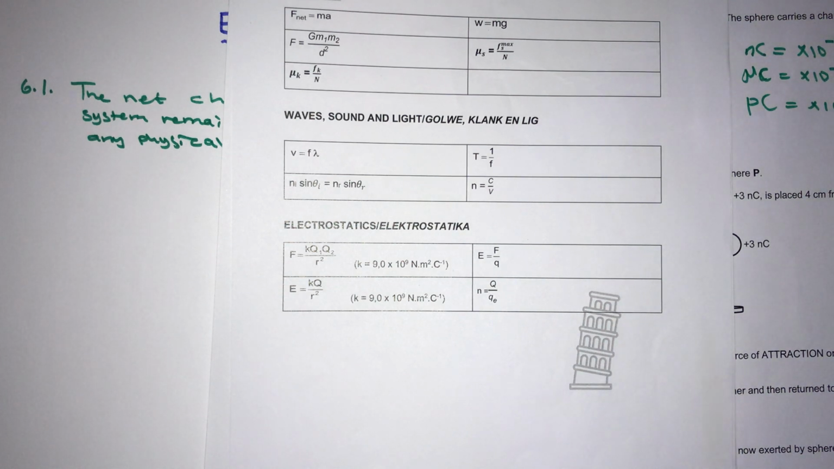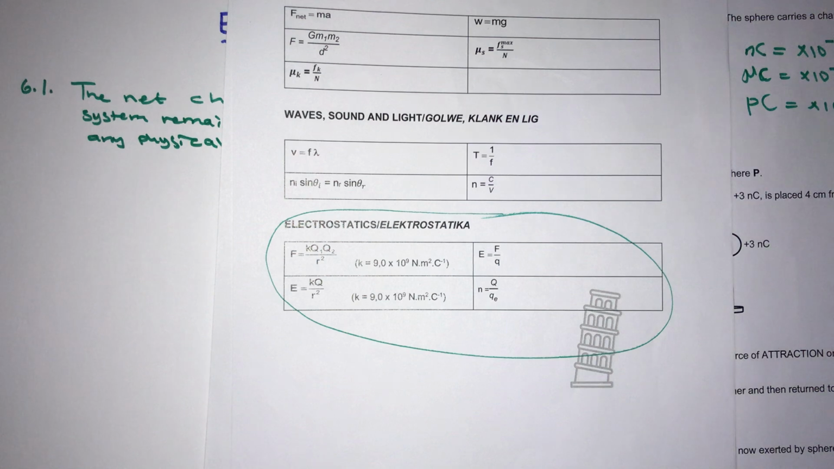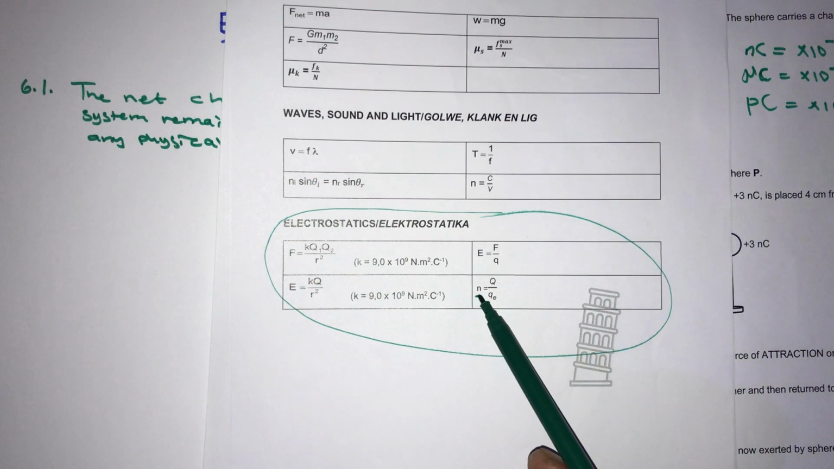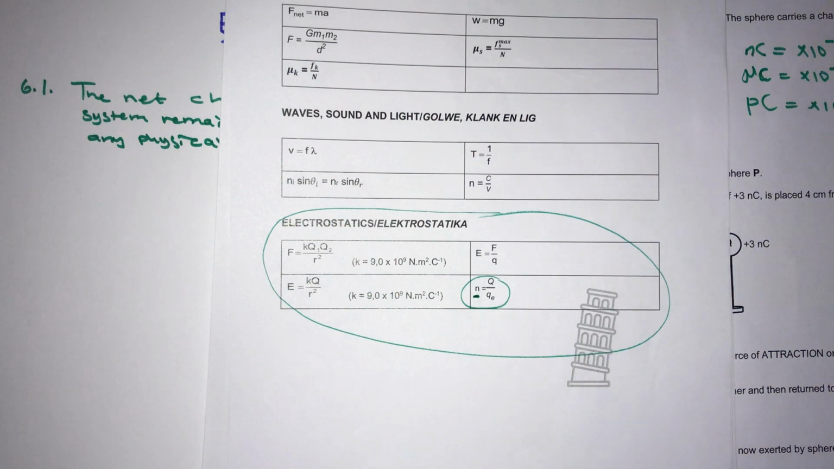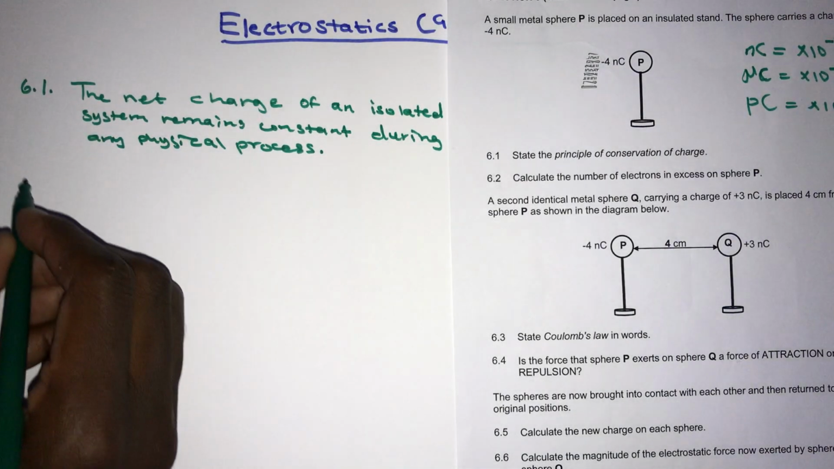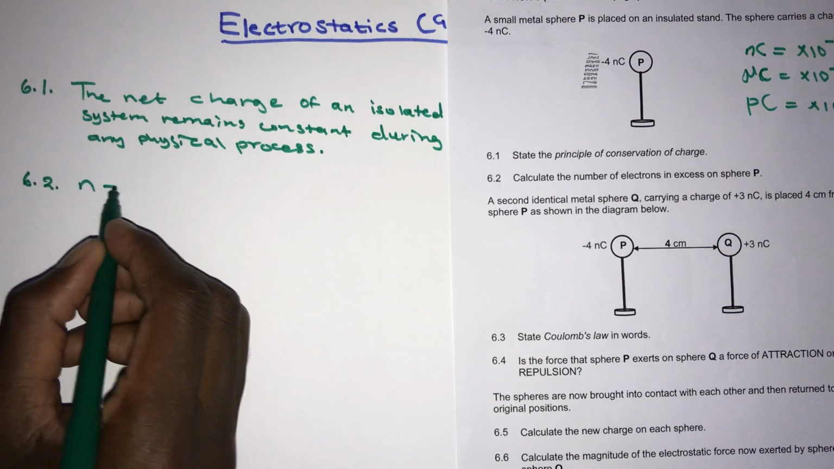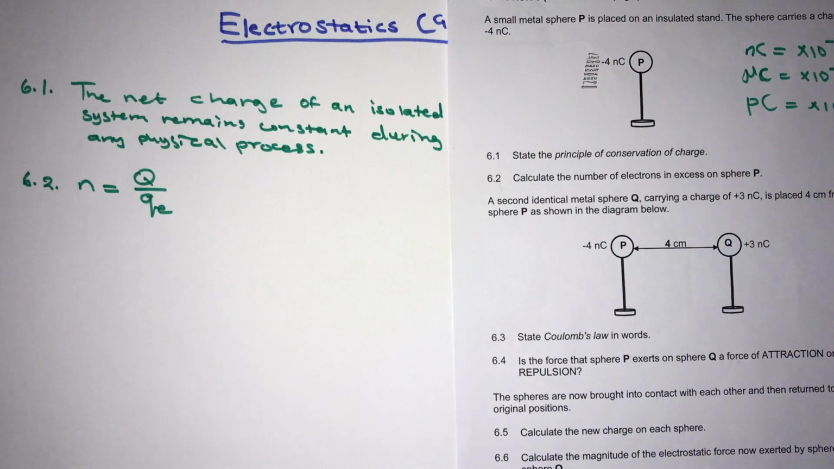So the question said we must calculate the number of electrons. So we come here under electrostatics. That's where we're going to find our formulas, because our topic is electrostatics. So this is the number of electrons that they're talking about. So that means this is our formula that we're going to use now. So 6.2, number of electrons equals the charge over the electron charge.